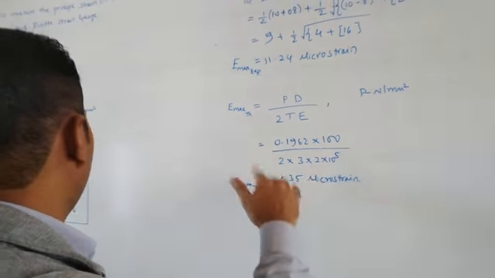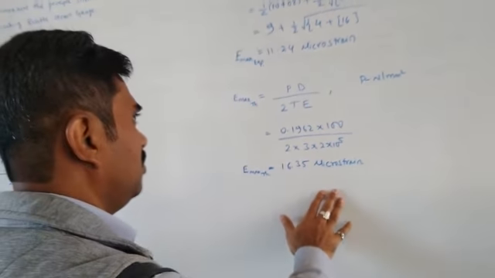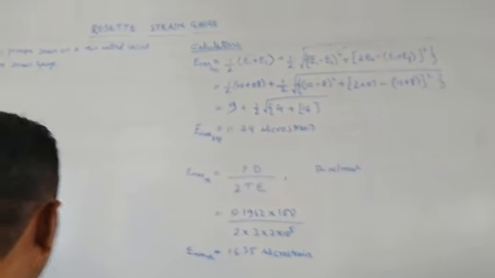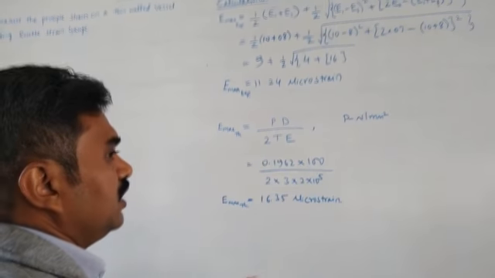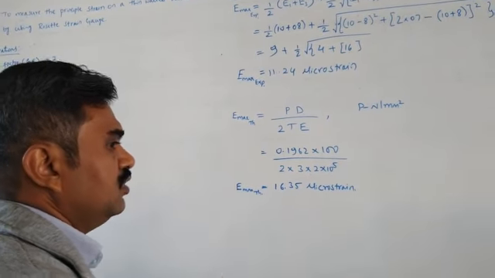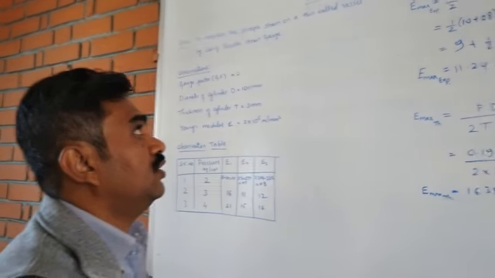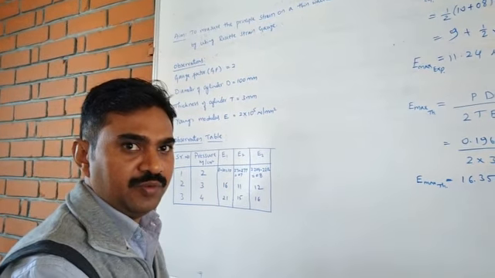This calculation we have done for 2 kg per centimeter square. The student has to do it for 3 and 4 kg per centimeter square and tabulate the results. So this is the Rosette strain gauge experiment. Thank you.